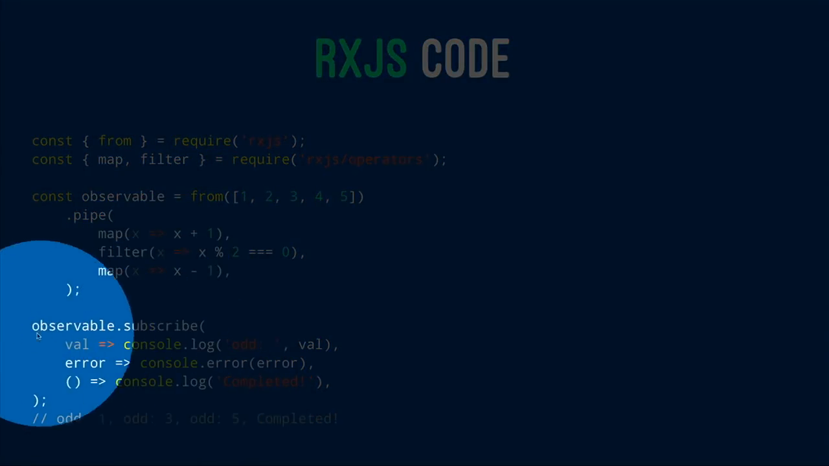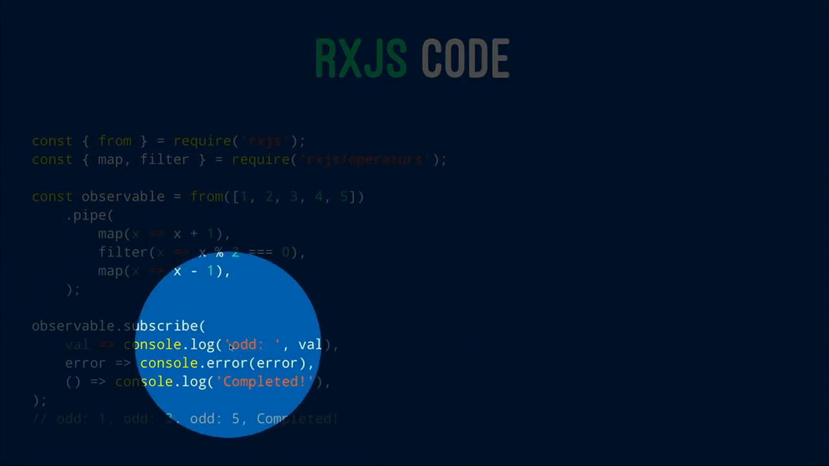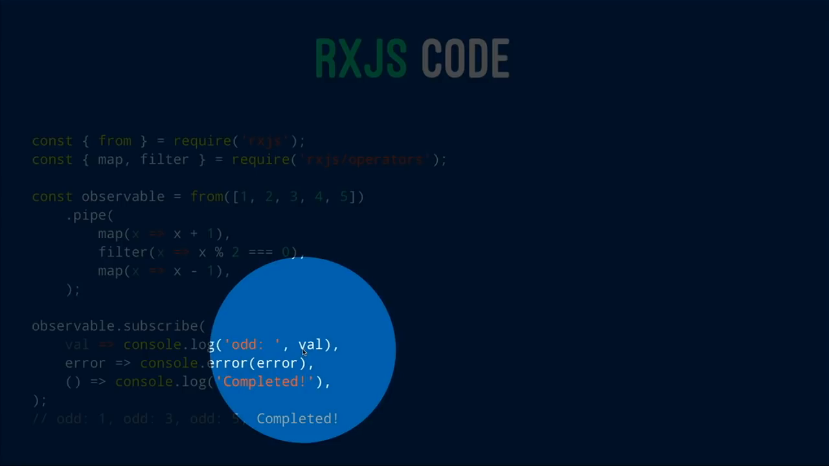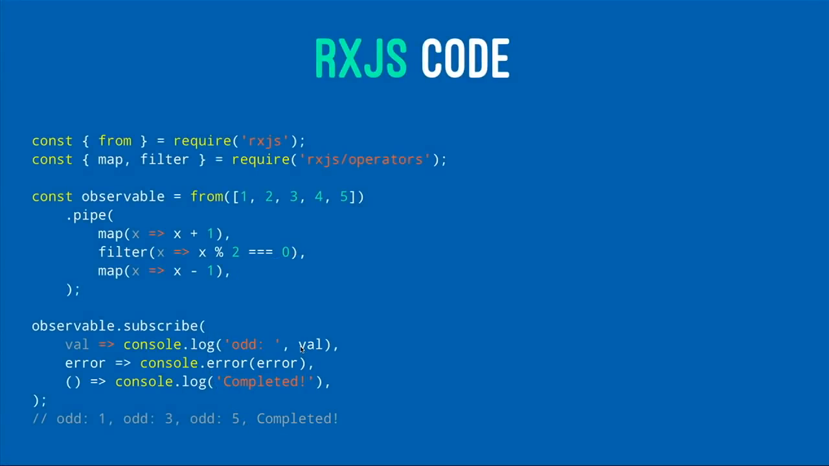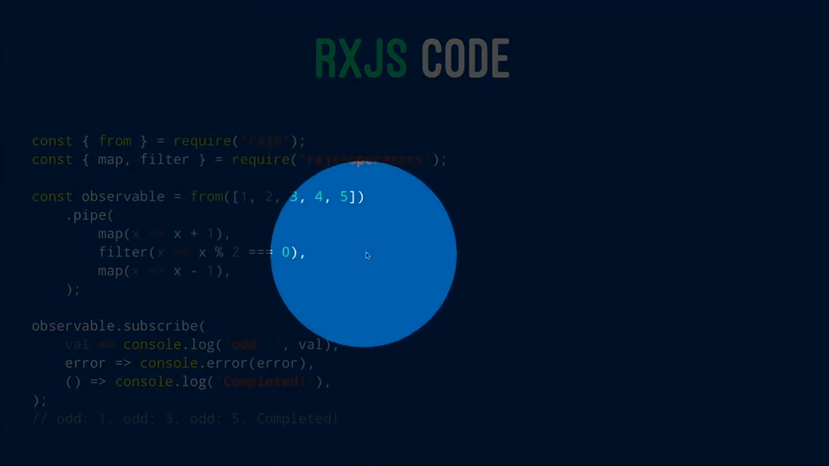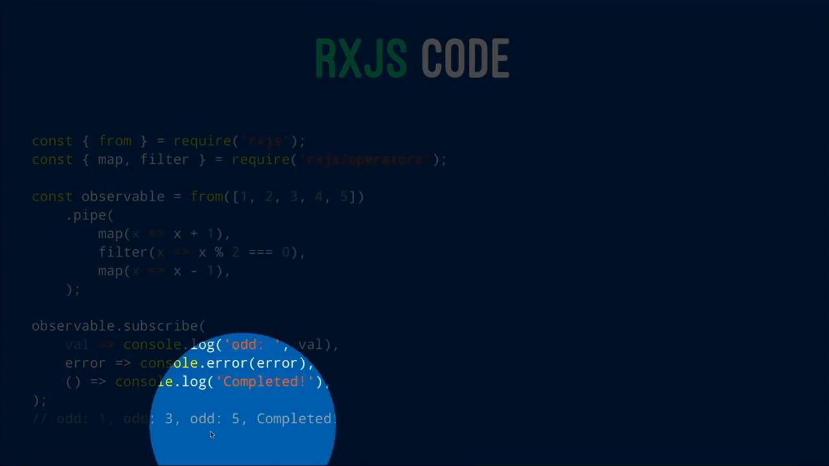I'm doing that by passing three functions. The first one is a function that is going to get called every single time I get a new value. The second one is a function that is going to be called every single time we have an error. And the last one, every time we completed all the events to emit.